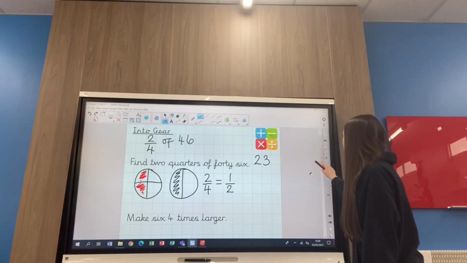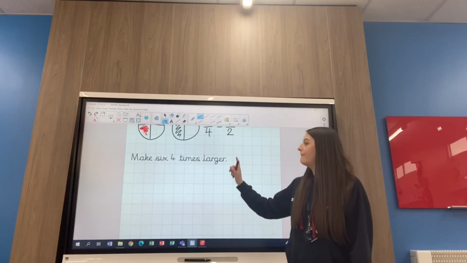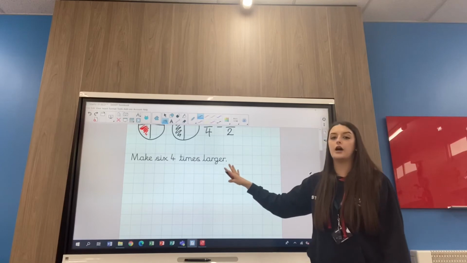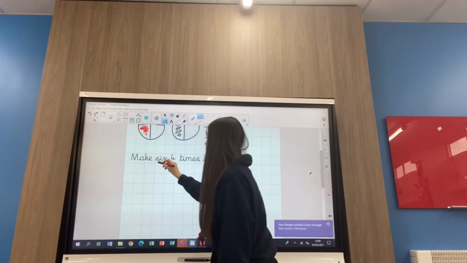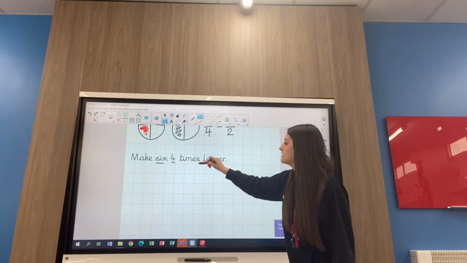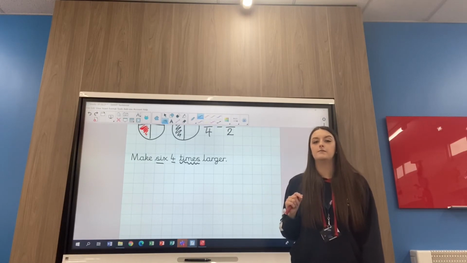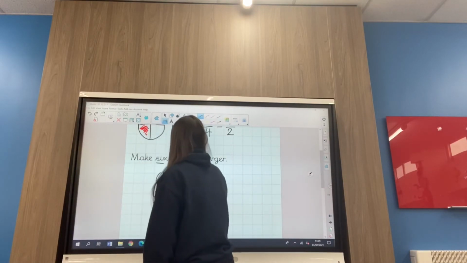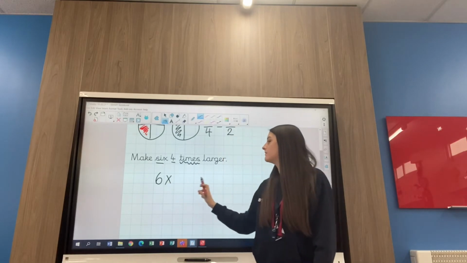Okay. Another similar question that you've got on your Intergear section, I've got make 6, 4 times larger. Okay, I'm going to read that question again. Make 6 4 times larger. I've got that word there, times. What operation do we do when we're using times? Or if you said multiplication, well done. So I'm going to make 6 4 times larger. So that's 6 times 4.